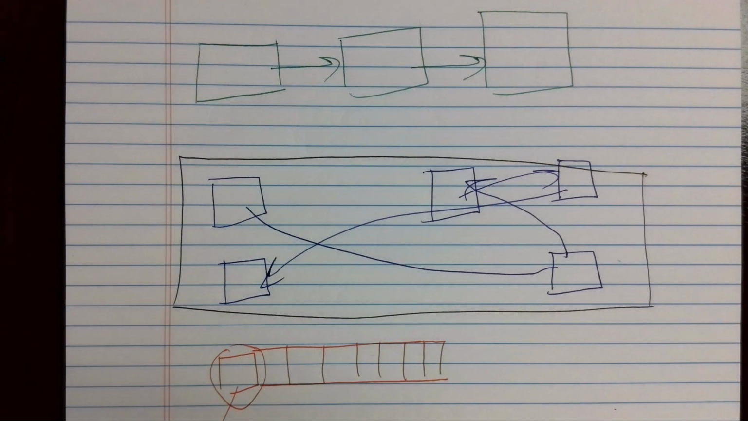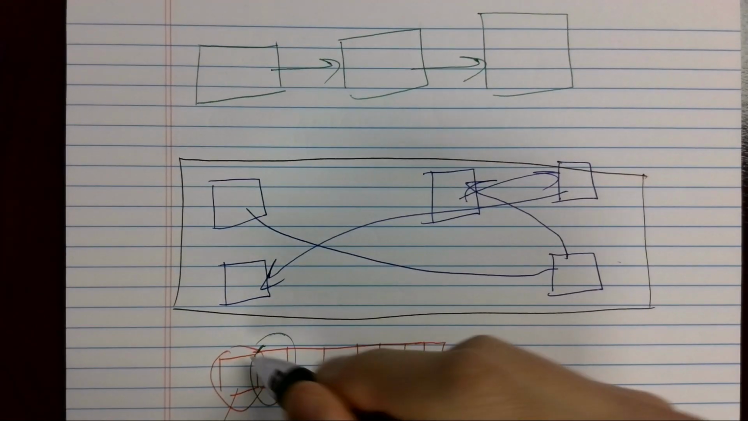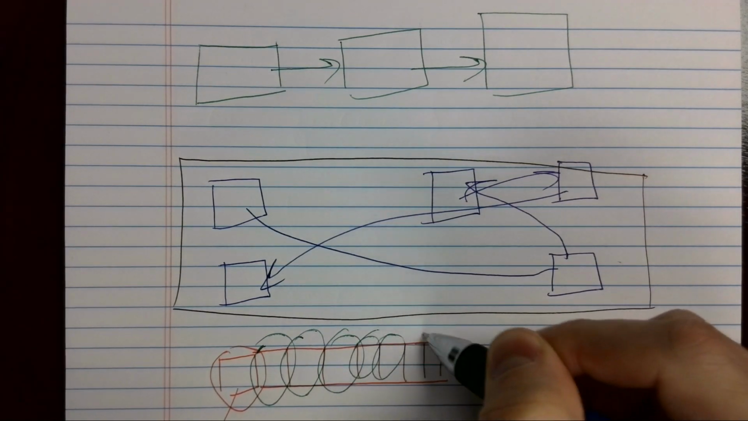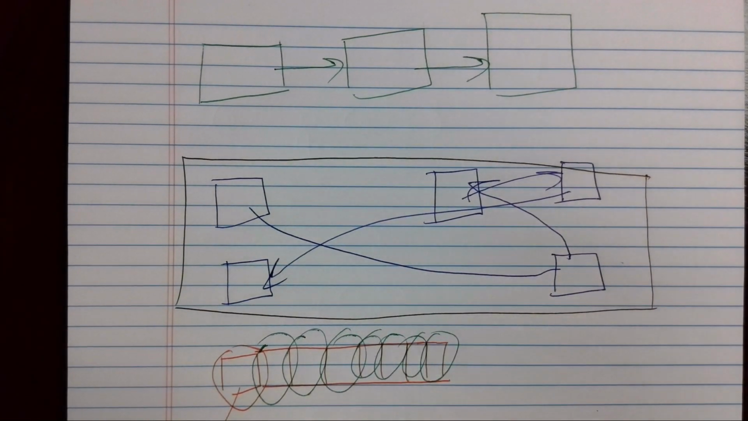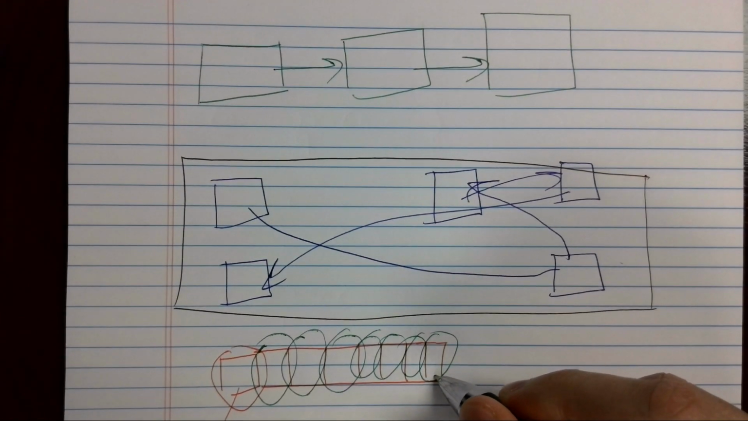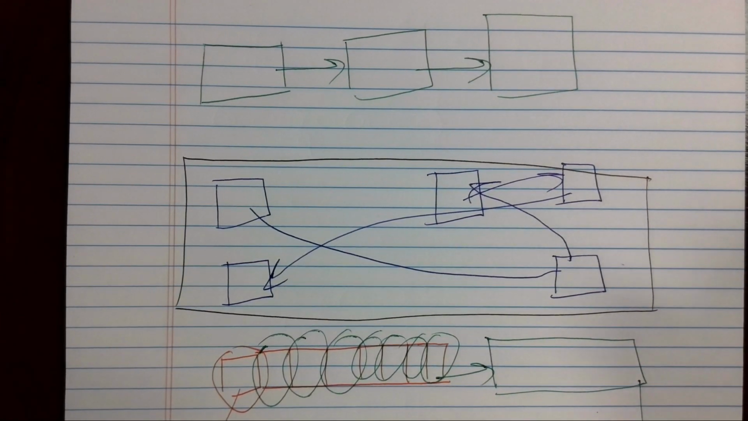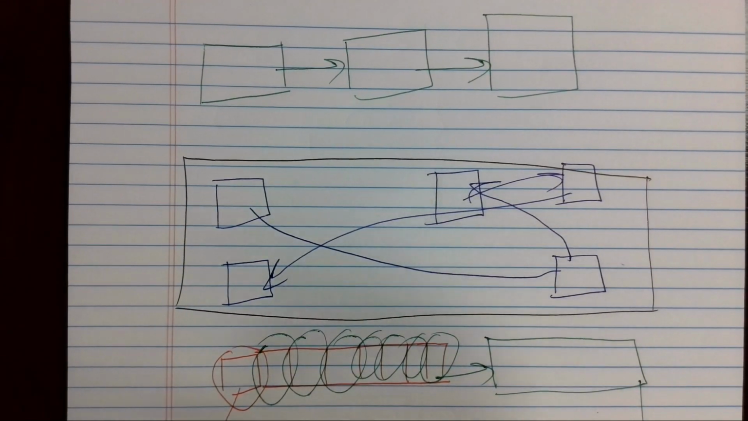And then the next time I need a node, I'm just going to pick up this guy. The next time I need a node, I'll pick up the next one, and the next one, and so on. And then when I run out of memory, I'll just go ahead and create another block of 8. And then another block of 8. And then another block of 8.